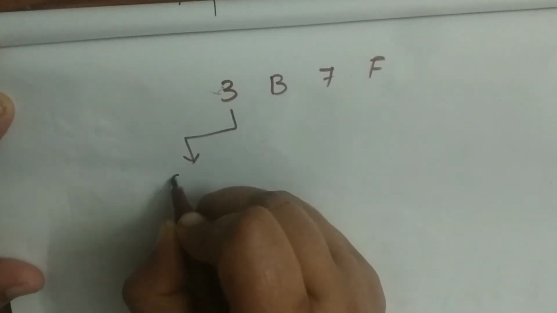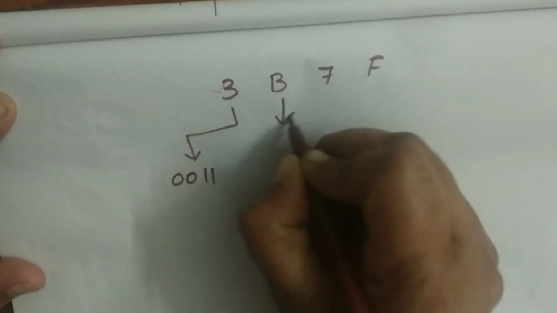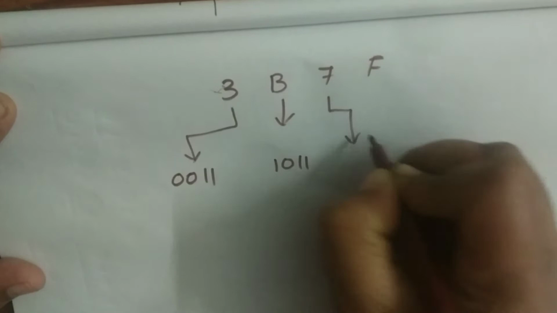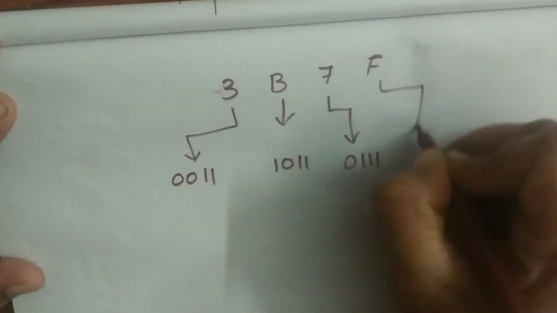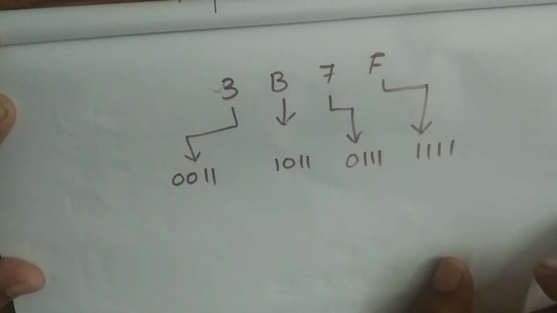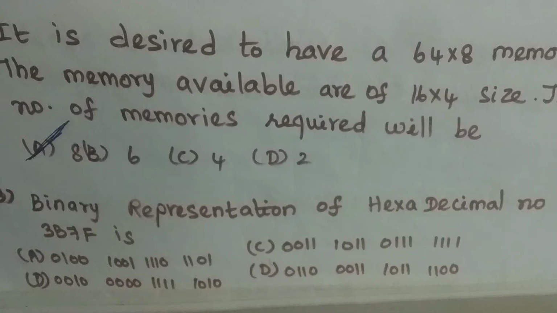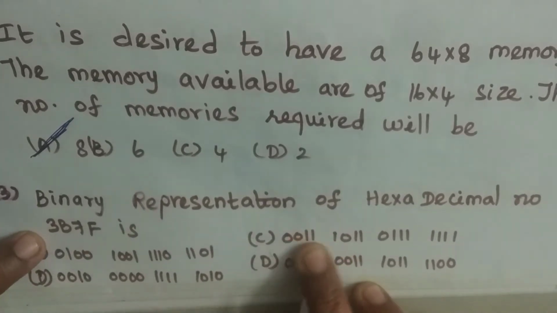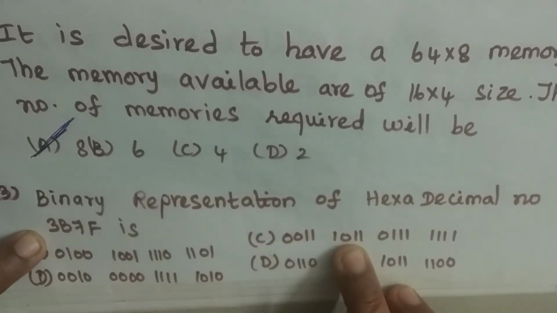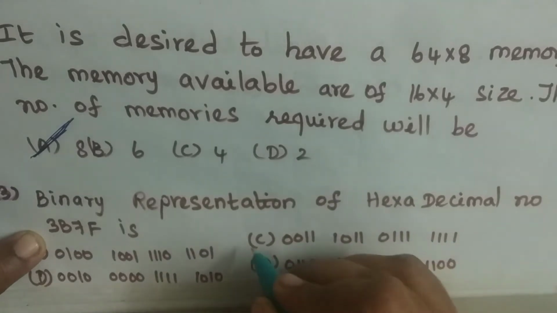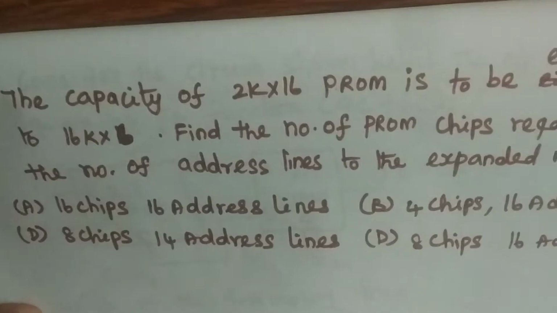For 3 it is 0011. B is nothing but 11, which is 1011. 7 is 0111. F is 15, which is 1111. So this is the binary representation of the given hexadecimal number. So option C is the right answer.